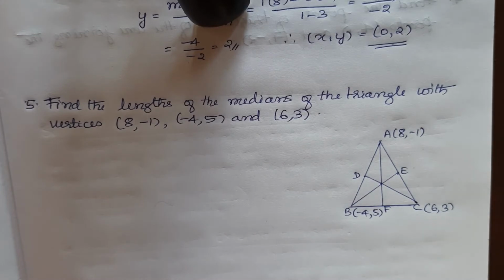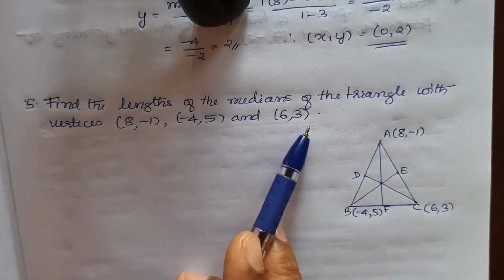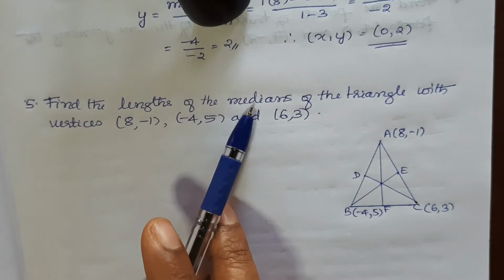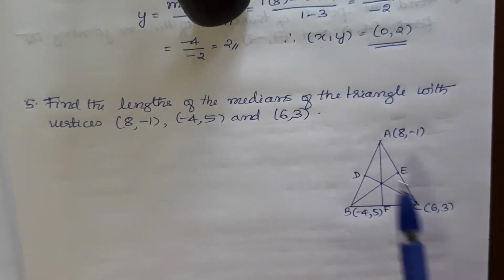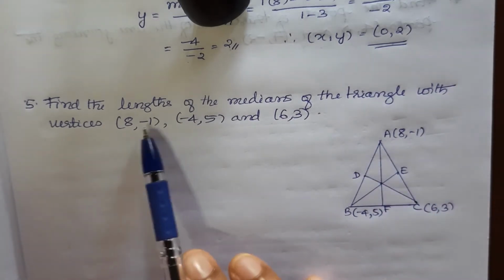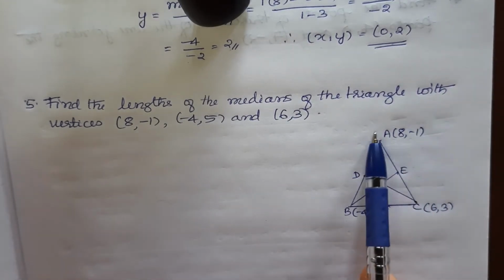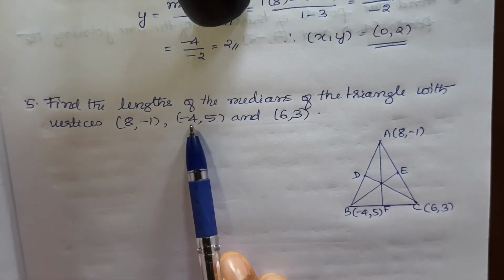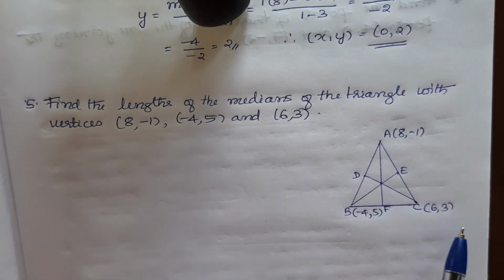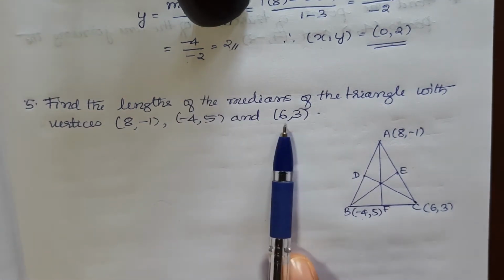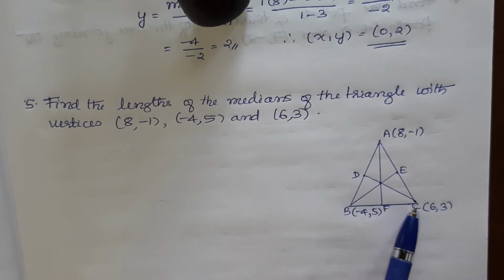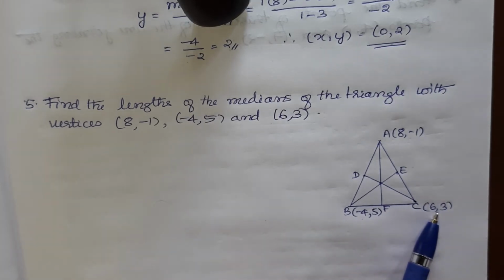The next question. Find the lengths of the medians of the triangle with vertices (8, minus 1), (minus 4, 5) and (6, 3). I have to find the length of the median of the triangle which is formed with these three vertices. I have drawn the triangle. The first point I have taken as A, so this is the first vertex of the triangle. The second point is (minus 4, 5), the second vertex of the triangle, which I have called B. The third point is (6, 3), which I have taken as C, the third vertex of the triangle.